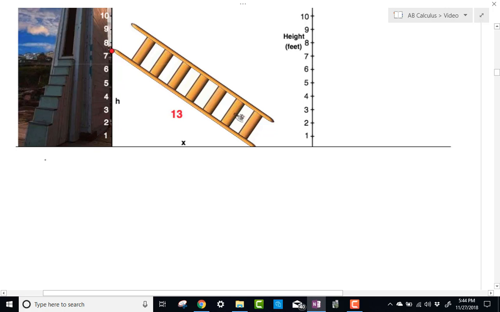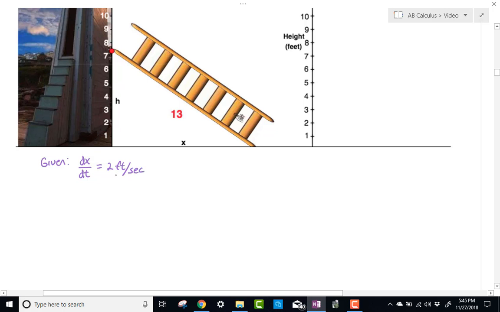So let's talk about given information here. All right? What are we given? First thing we noticed was the rate. Okay? The way they have this labeled here, they're labeling the bottom as x. So we're going to call this dx/dt. So the rate at which the ladder is being pulled away from the wall is 2 feet per second.